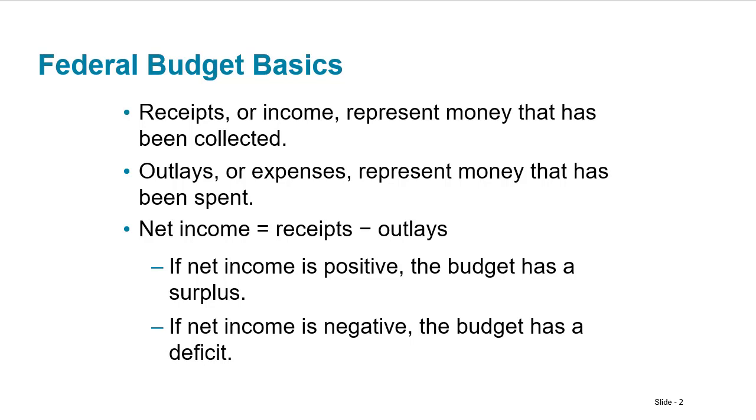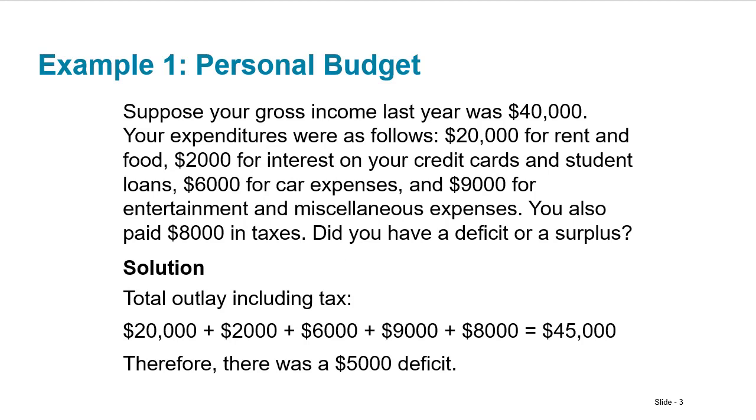So if your net income is positive, the budget has a surplus, and if the net income is negative, the budget has a deficit. Our national budget has been running in a deficit for a very long time, which is why the national debt just keeps going up every year.